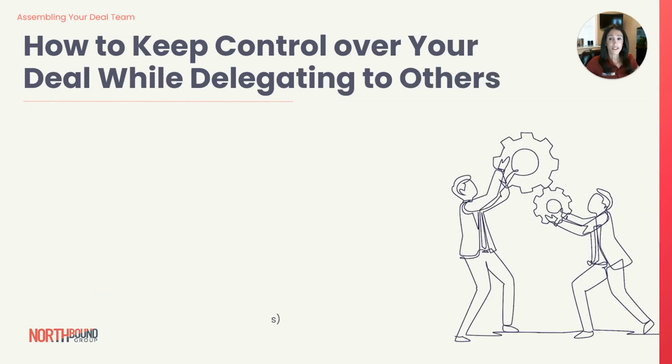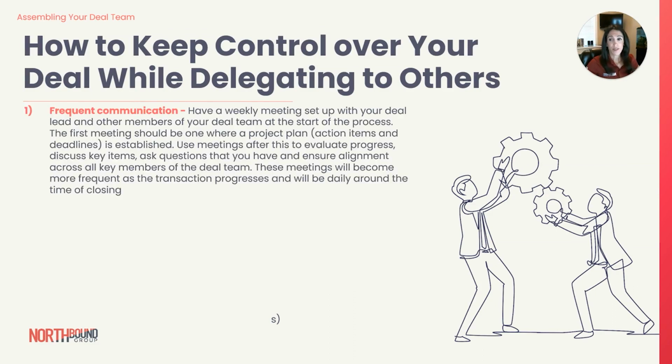Lastly, I want to discuss how to keep control over your deal while also delegating to others, because it could be a very difficult balancing act as an owner during this time. First, you want to make sure there's frequent communication. This is really, really crucial. You want to have weekly meetings set up with your deal lead and other members of the deal team at the start of the process.